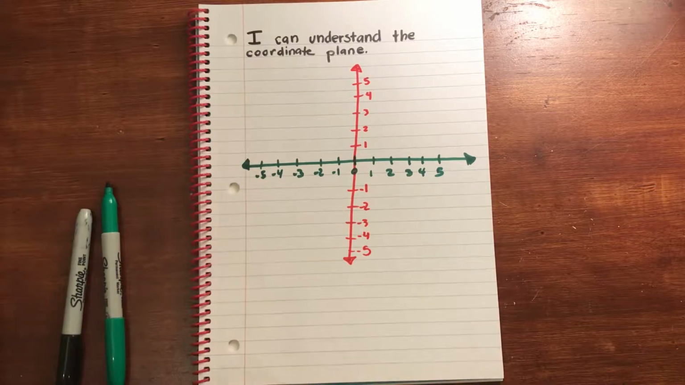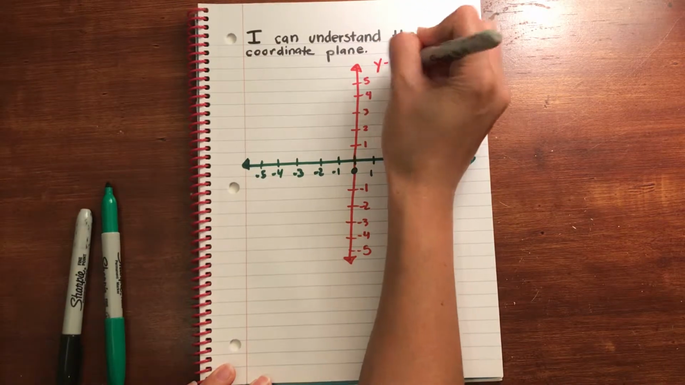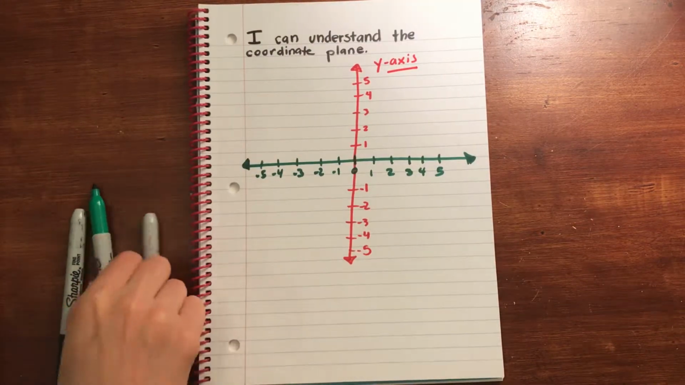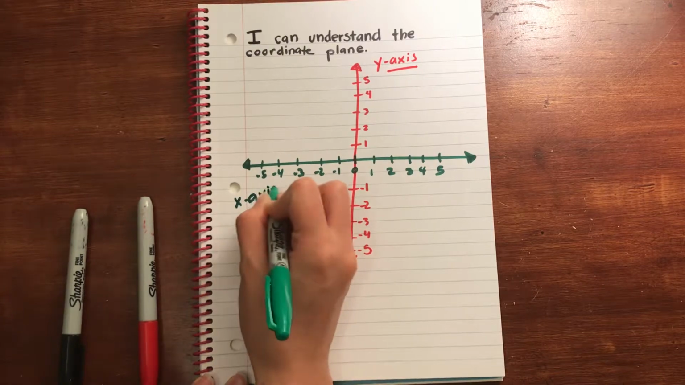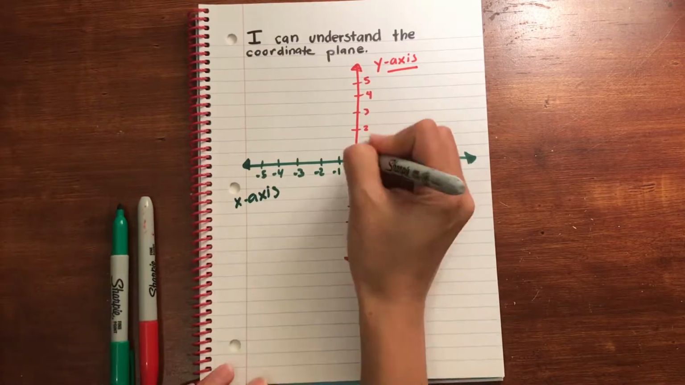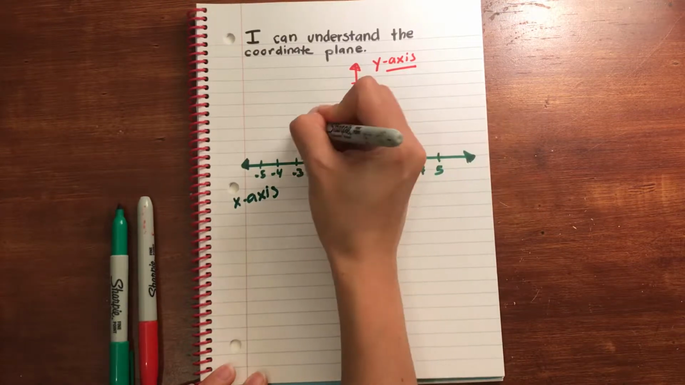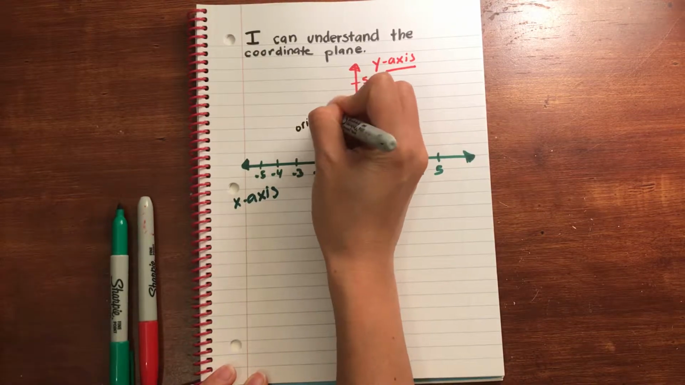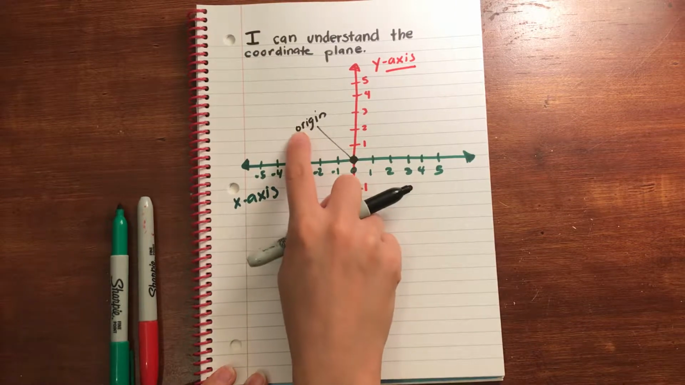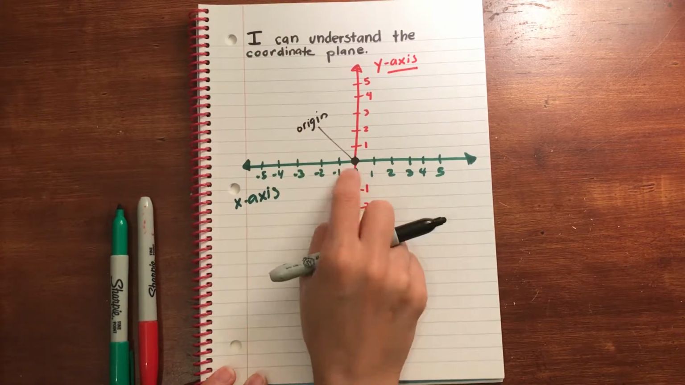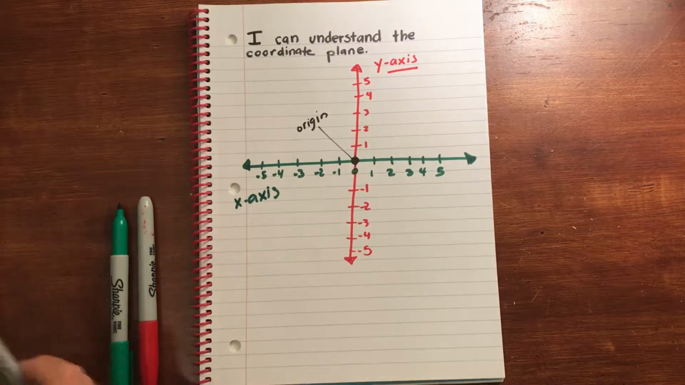Okay, so we know that this is the y-axis. We know that the green horizontal one is the x-axis. And we also know that the point of intersection between the two perpendicular number lines is called the origin. One easy way to remember is a 0 looks like the letter O, so I just think 0, O, origin, right there. All right, a couple new vocabulary words.